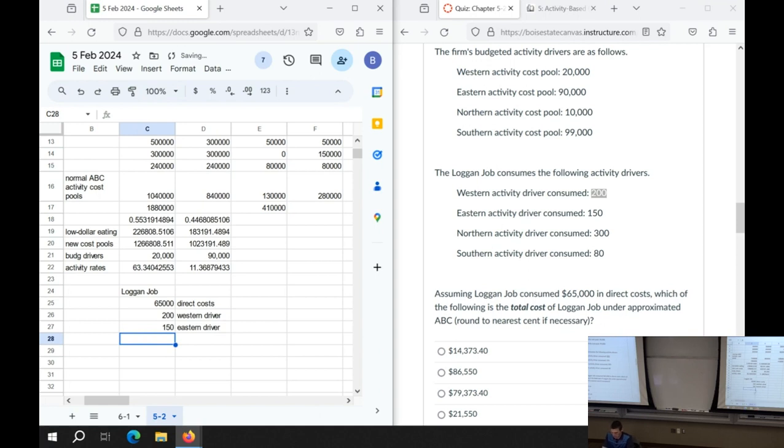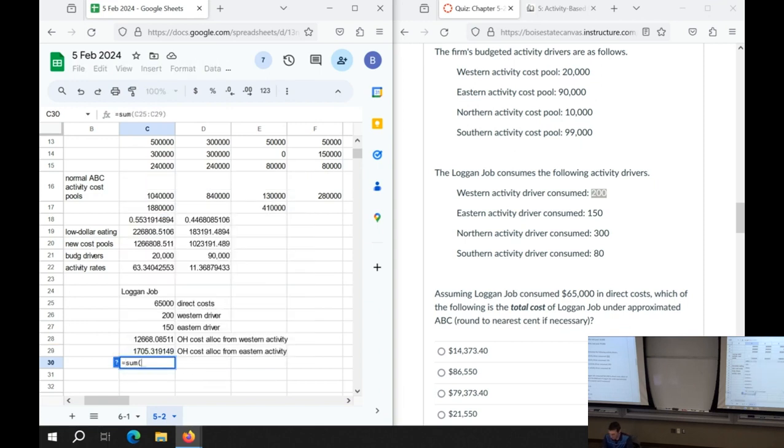That's my disclaimer. All right, 200 units of that times the rate. We're going to charge for each unit of Western activity driver. We charge $63.34, which means this is our overhead cost allocated from Western activity. Oh, Western. Eastern. And then Eastern driver consumed times its rate gives us overhead costs allocated from Eastern activity.